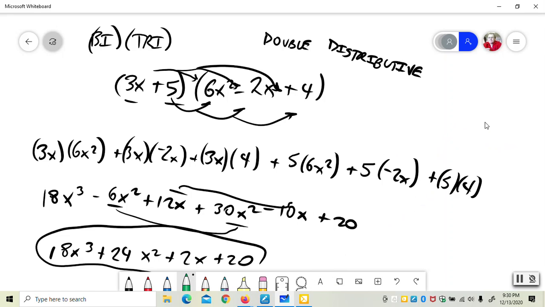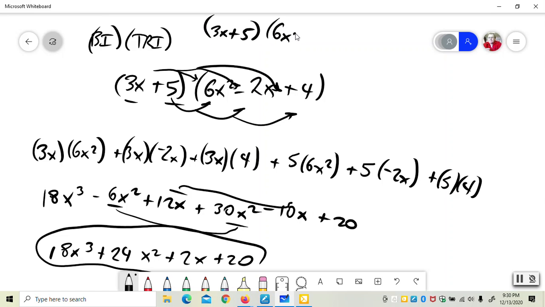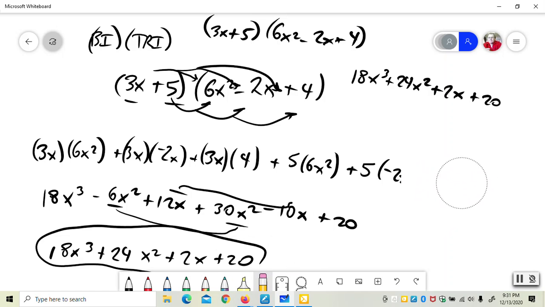Let me write the answer here. Let me do some erasing, because if I just clear the board at once, I'll lose it all and not remember what I was doing. So let me rewrite this: 3x plus 5 times 6x squared minus 2x plus 4. And let's write the answer we got: 18x cubed plus 24x squared plus 2x plus 20. And let's erase everything else so I can show you the other way to do this.